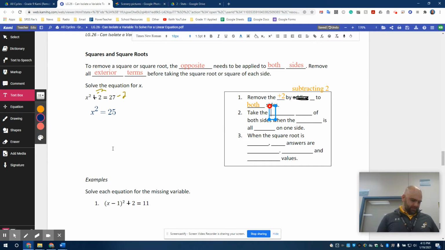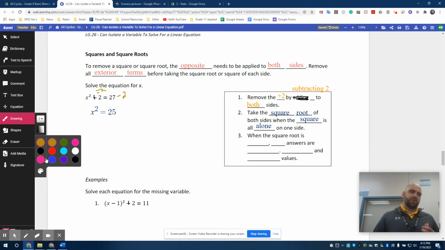Then we take the square root of both sides when the square is all alone on one side. We do that to make it a whole lot easier. Otherwise, we would have to take the square root of an expression. Square root of an expression takes a lot of work, takes a lot of effort. We don't need to do that. We can just take the square root of this square right here. And again, we need to do both sides.